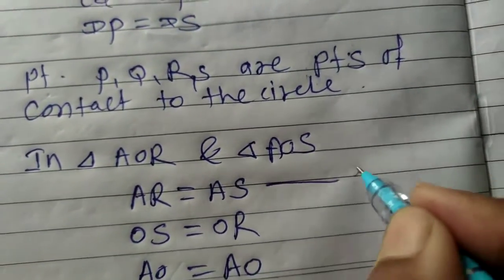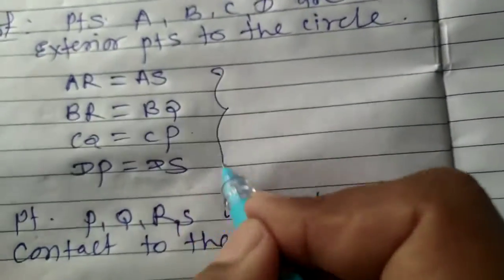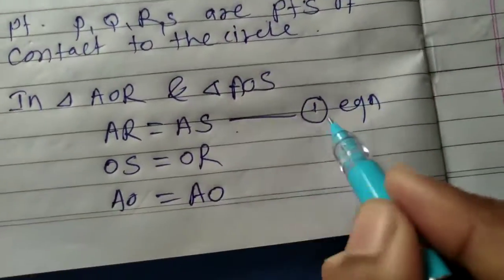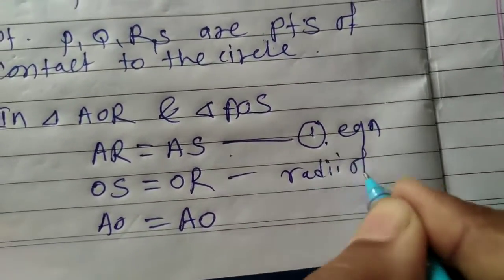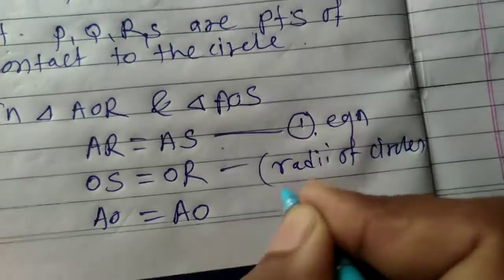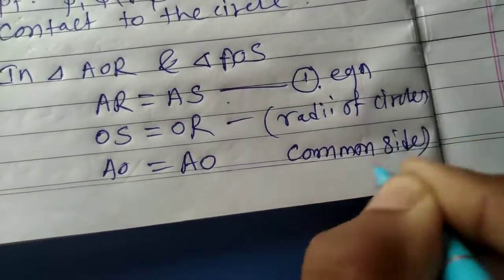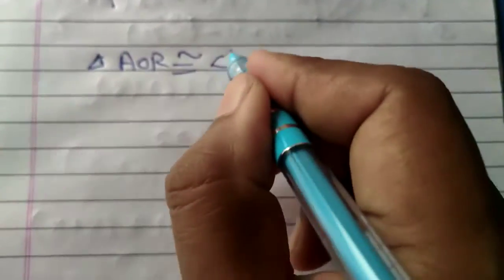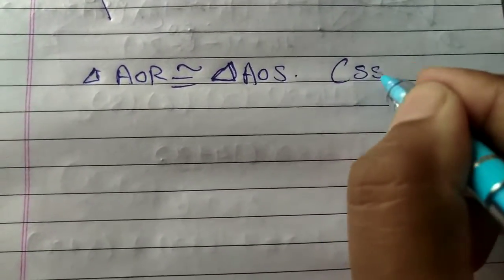For this you can give the reason: label the first as equation 1, from equation 1. The second one, radii of the same circle, and the third one is the common side. Means the triangles are congruent. Triangle AOR is congruent to triangle AOS, and the criteria is SSS.